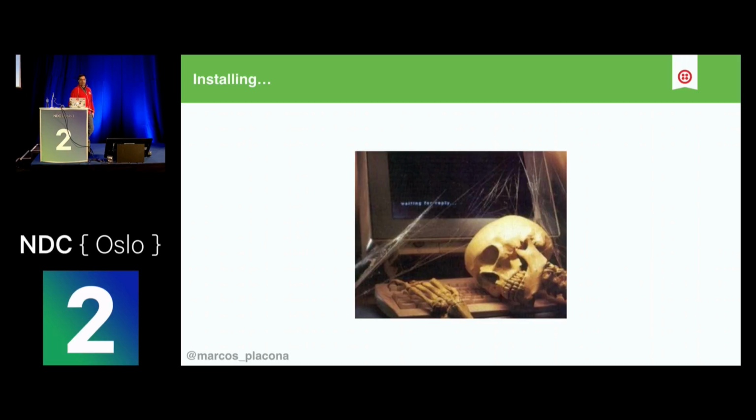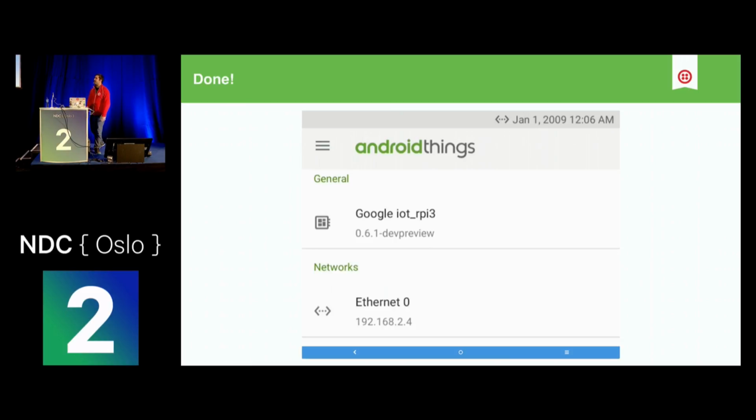Now, how do you know it's installed? Because at the end, you will end up with a screen that looks like this. If you have your Raspberry Pi connected to a screen, the Raspberry Pi has an HDMI port. So if you have it connected to a screen, you should see this. And if you see this, you know you now have Android Things running on your Raspberry Pi.